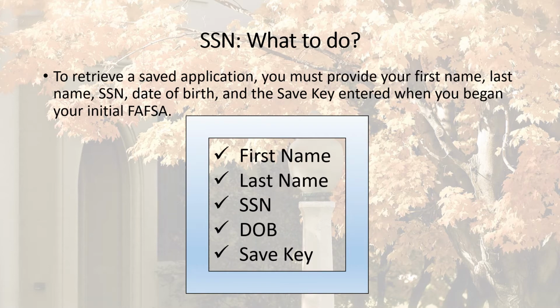Now that you have started your FAFSA, what do you do if you need to save it and come back later to finish? All you need is your first name, last name, Social Security number, date of birth, and the save key you entered when you began your initial FAFSA.